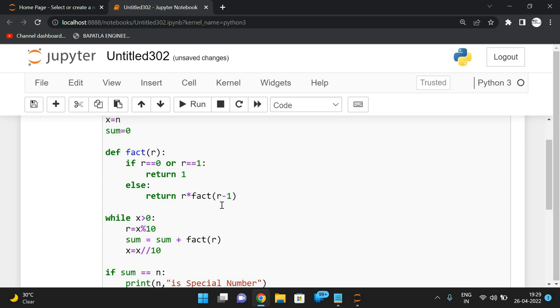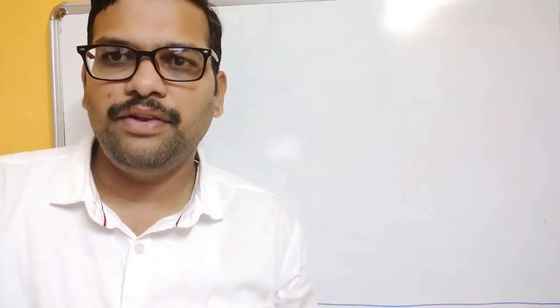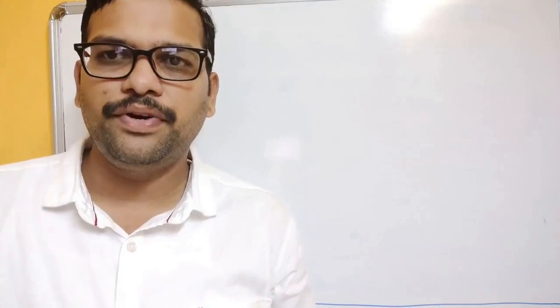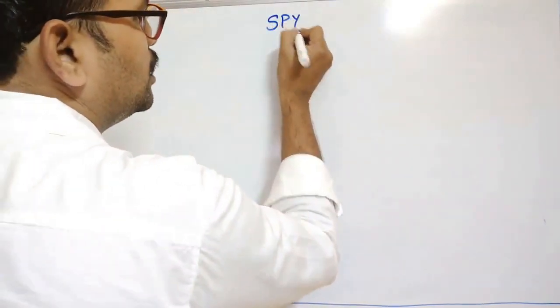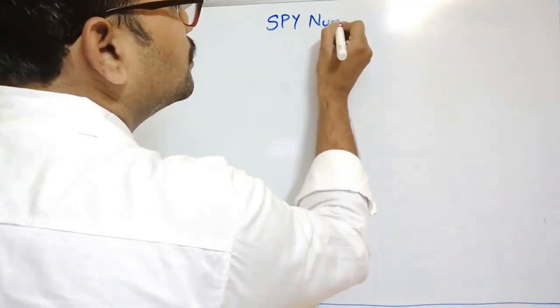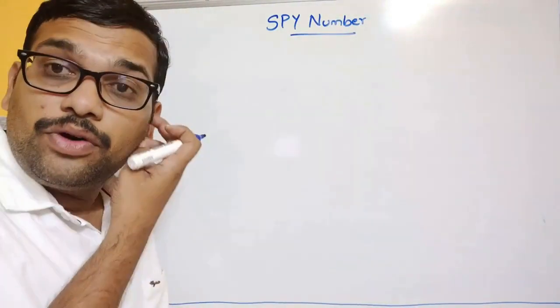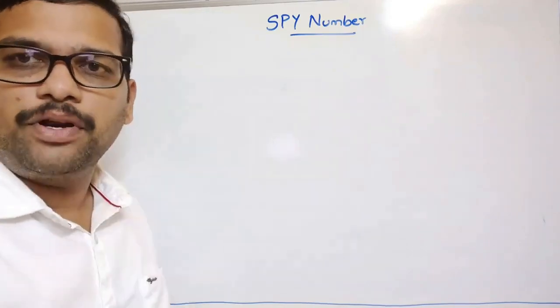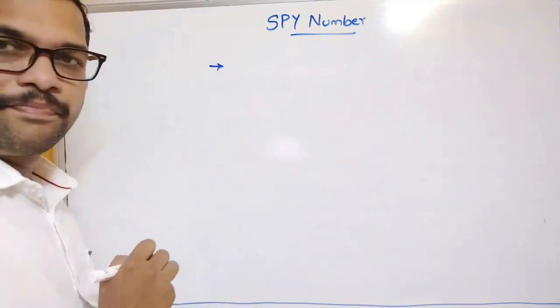Hello friends, welcome back to our channel. So in today's session, we'll find the logic for spine number. If you consider any number, how can we find whether that number is a spine number or not? In order to find that, what is meant by a spine number?